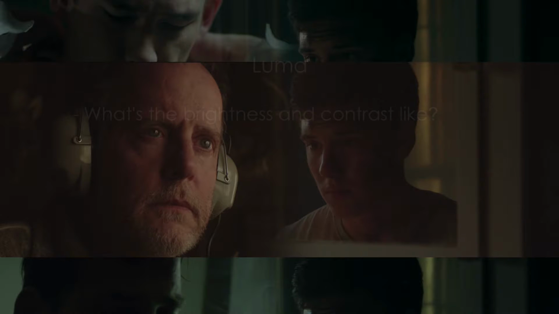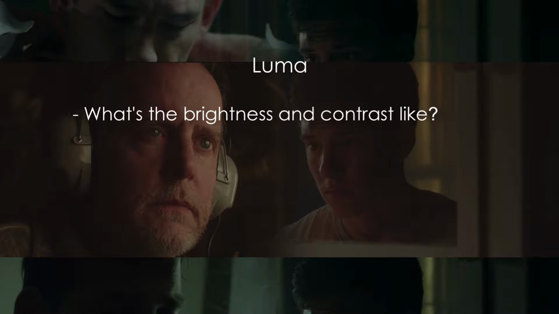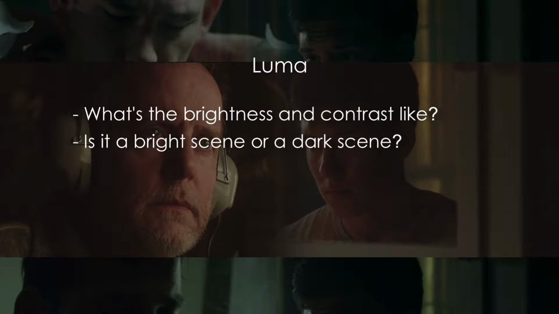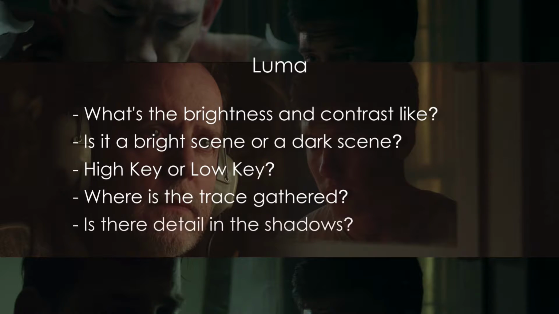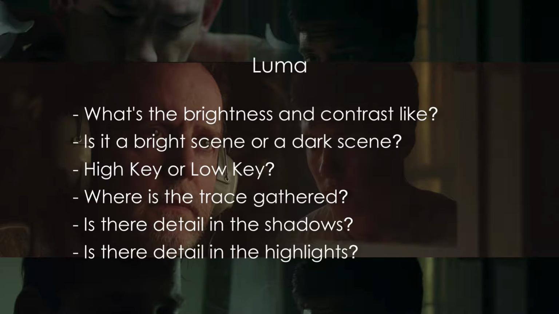Number 1, what is the brightness and contrast like in the image? Is it a bright scene or a dark scene? Would you consider the contrast to be high key or low key? You'll want to get a good screen grab from the film that you're trying to emulate, so that way we can bring that into CinemaGrade and analyze it using the video scopes. Once we do that, we can ask more specific questions like, where's the trace gathered in the waveform? Is there detail in the shadows, and if so, how much? Is there detail in the brightest highlights, and if so, how much?